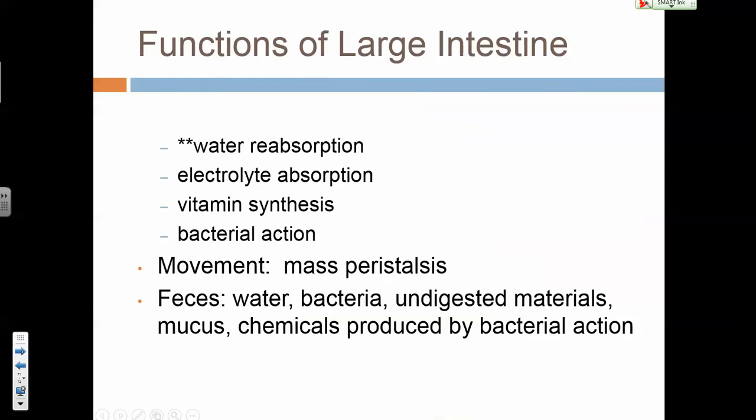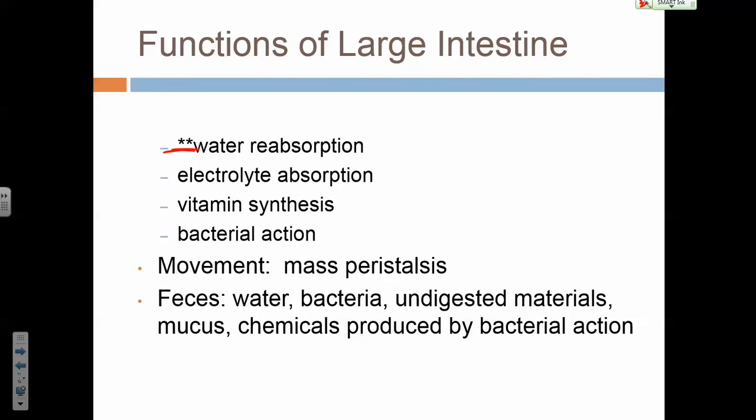All right, so one of the biggest functions is water reabsorption. If you did not have a large intestine, then your feces would be very, very liquidy, like diarrhea. And over time, you're going to be dehydrated as a result. When everything moves through the large intestine too quickly, that is diarrhea, and there's not enough time for that water reabsorption. So the big danger of diarrhea is dehydration. But then another is electrolyte loss, because you do absorb some electrolytes.